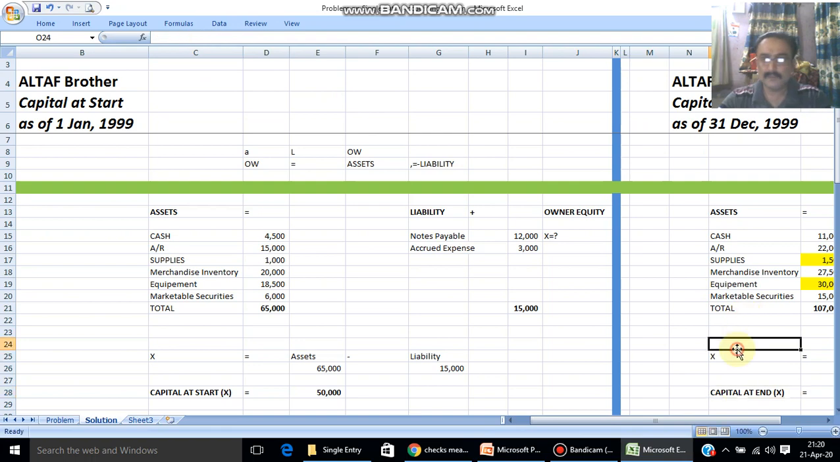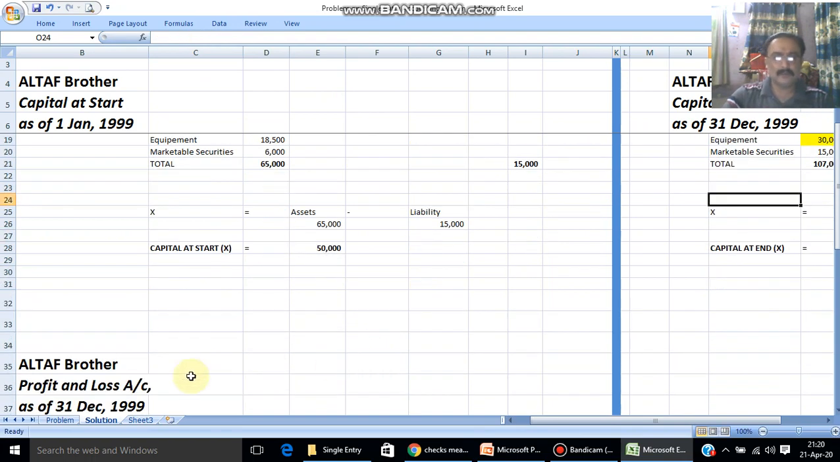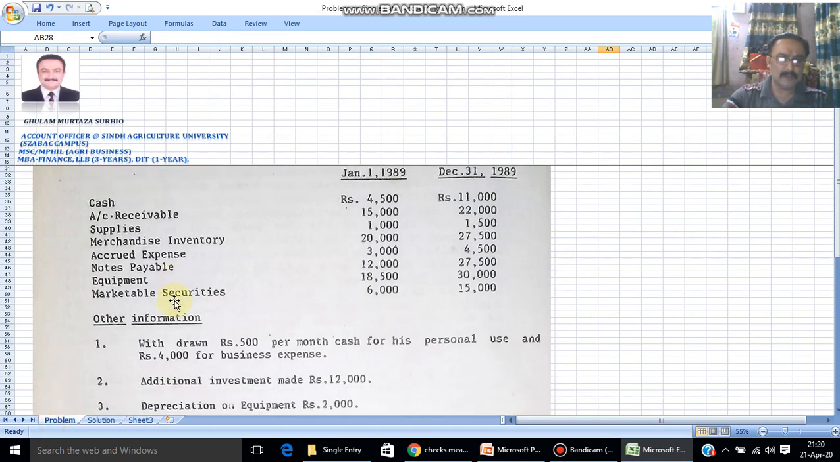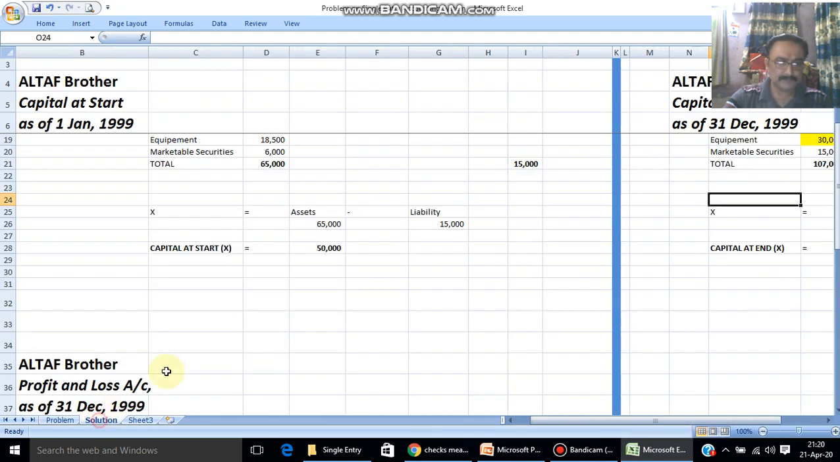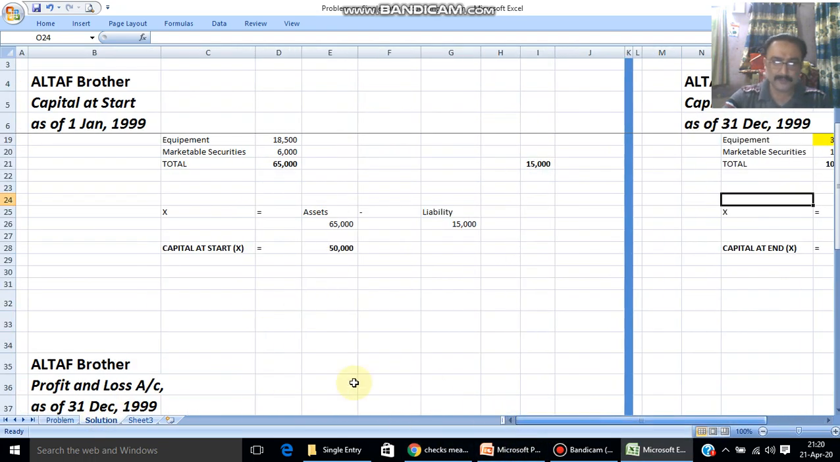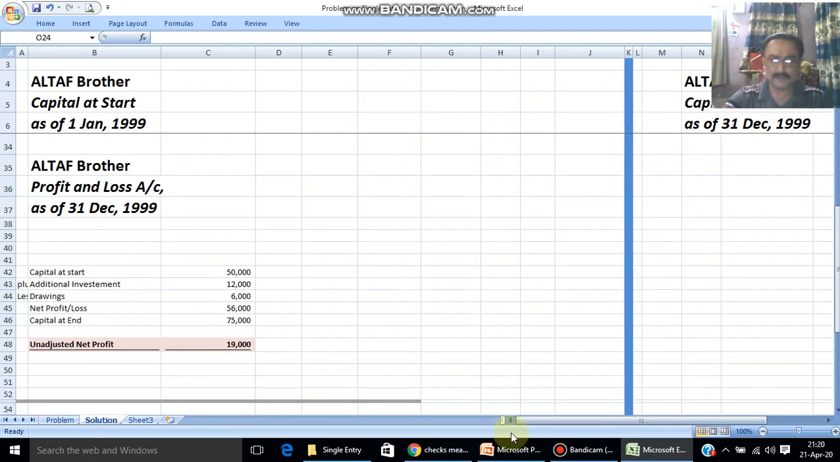Okay guys, now in the problem they are asking for the unadjusted profit and loss account. In first A, this is the requirement: determine the amount of unadjusted profit or loss. Let's look over there. I have calculated the unadjusted profit over here.